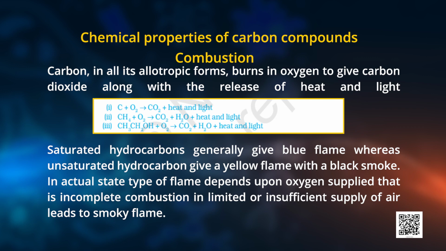Carbon in all its allotropic forms burns in oxygen to give carbon dioxide along with release of heat and light. You have to take note of this point that saturated hydrocarbons generally give a blue flame, whereas unsaturated hydrocarbons give a yellow flame with a black smoke. But you also have to remember this, in actual state, type of flame depends upon oxygen supplied. That is, incomplete combustion in limited or insufficient supply of air leads to smoky flame.